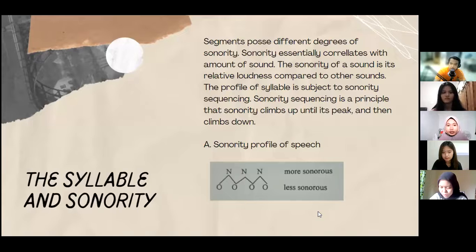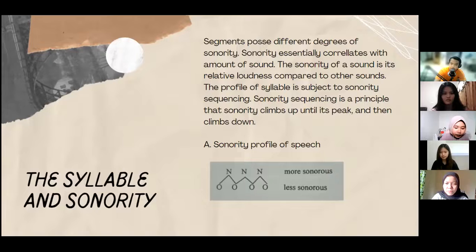Okay, the next is the syllable and sonority. Segments hold different degrees of sonority. Sonority essentially correlates with amount of sound. The sonority of a sound is its relative loudness compared to other sounds. The profile of a syllable is subject to sonority sequencing. Sonority sequencing is a principle that sonority climbs up until its peak and then climbs down.